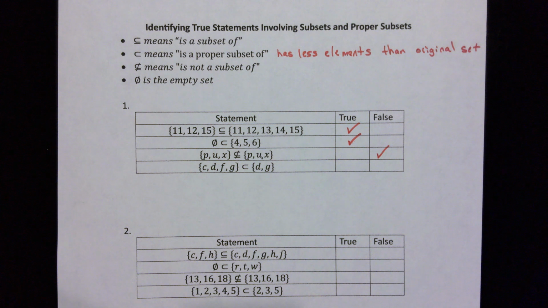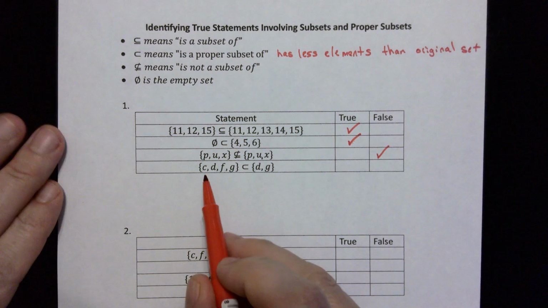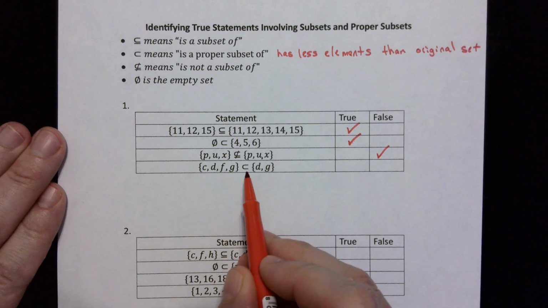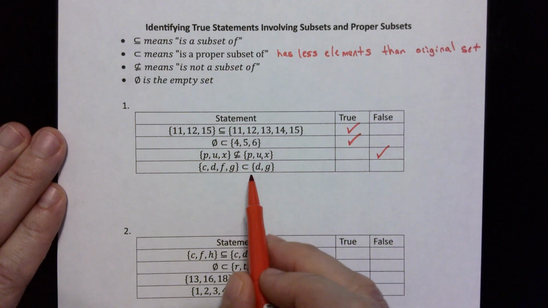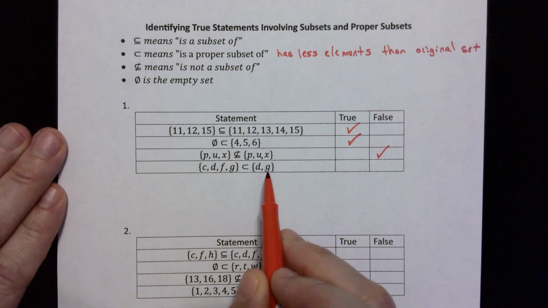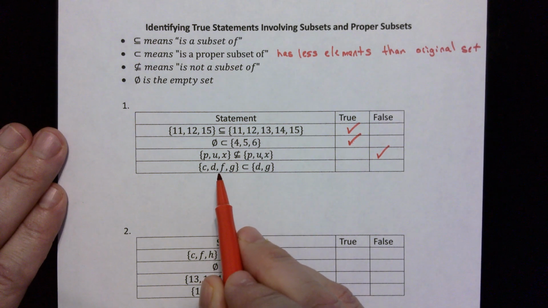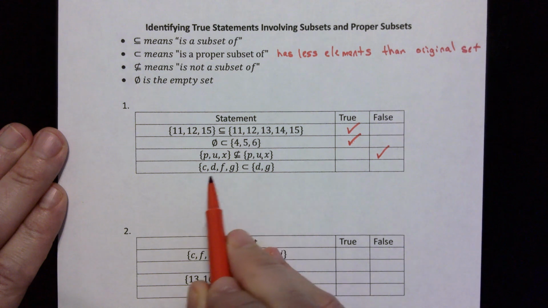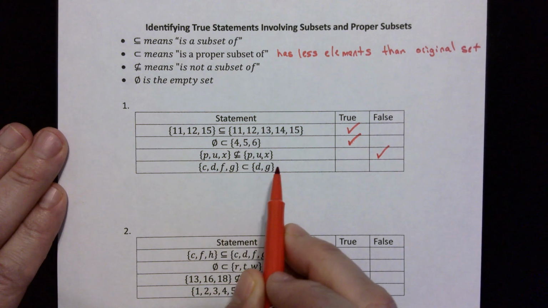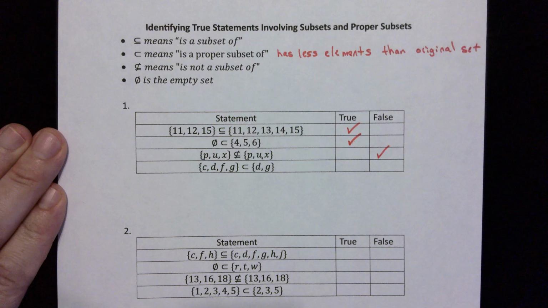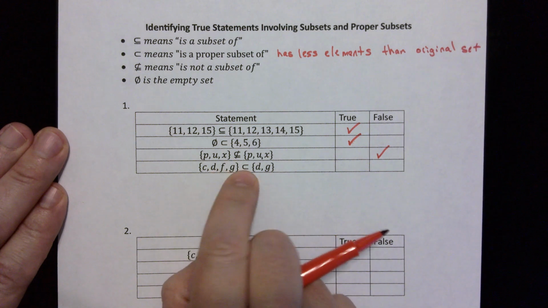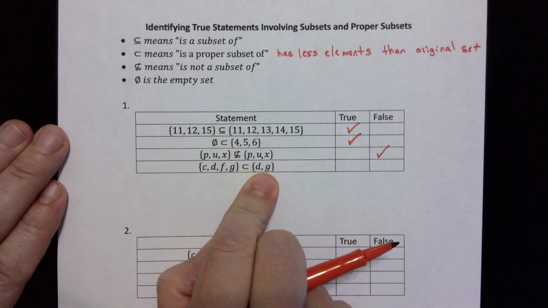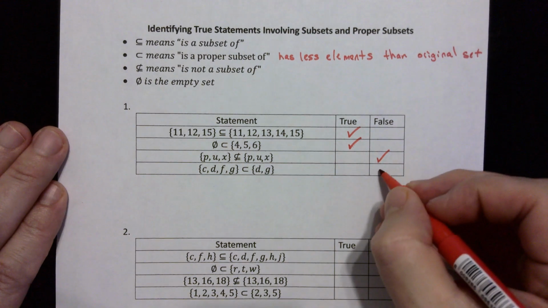And then last, we've got C, D, F, G is a proper subset of D, G. This one is false because this can't be a subset of this since it has more things in it. If it were turned around, with D, G on the left and C, D, F, G on the right, then yes, it would be true: D, G is a proper subset of C, D, F, G. But it's written backwards. You can't have more members and still be a subset. So that one is false.